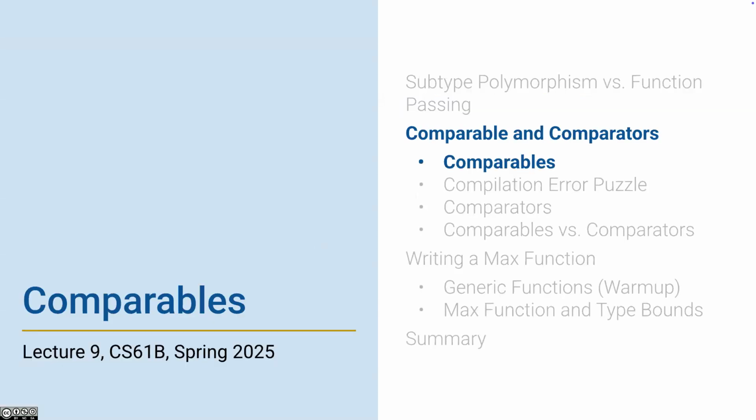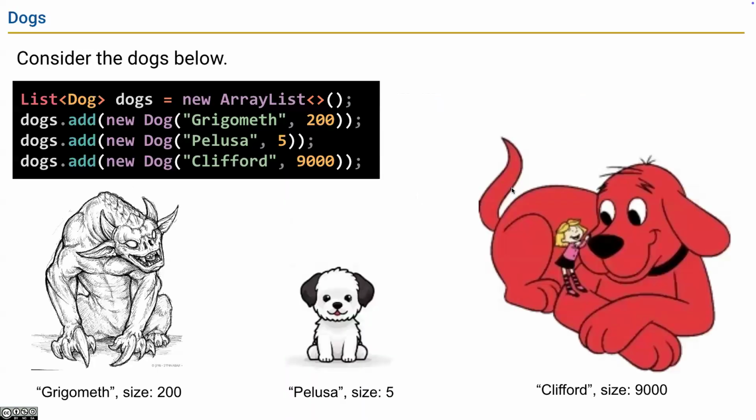I'm going to start by talking about something called a comparable. The example I'm going to have here is I'm going to imagine I have three different dogs. There's Grigometh, Pelusa, and Clifford. They each have their own size. And here I've created a list of three dogs. Okay, there they are. So I'd like to compare them, and there's two fields we could compare them on, and we're going to start by trying to compare them based on their size. In particular, we're going to be writing a function that finds the maximum dog by its size.